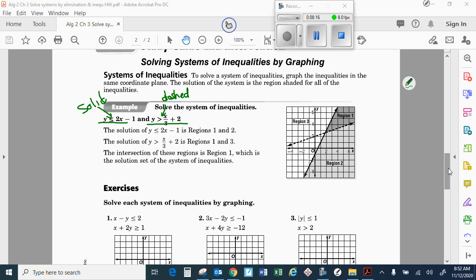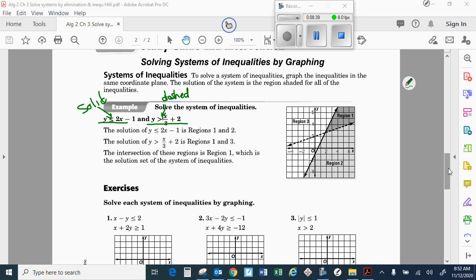Okay, here we have starting at positive 2 for the y-intercept, and the slope is 1/3. So it means up 1, right 3. Up 1, right 3. There's that line, and it's dashed, as you see there. Now, after you've done that, you got to figure out which region it's in. That's shaded.